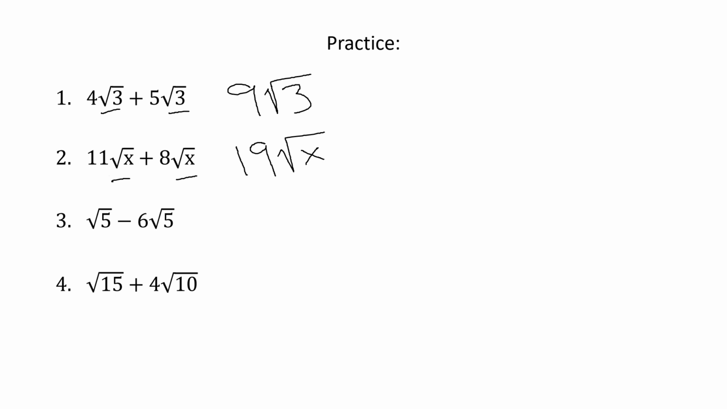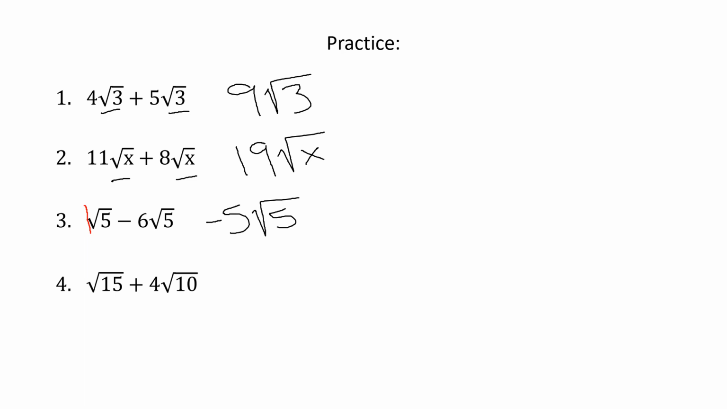Okay, number 3, square root of 5 minus 6 square root of 5. Don't forget your understood one. And don't forget your negative and positive rules. So 1 square root of 5 minus 6 square root of 5 gives me negative 5 square root of 5. Remember, when we are dealing with opposite signs, we subtract and keep the sign from the bigger number.